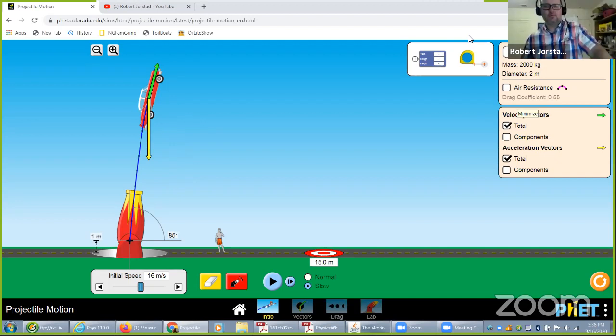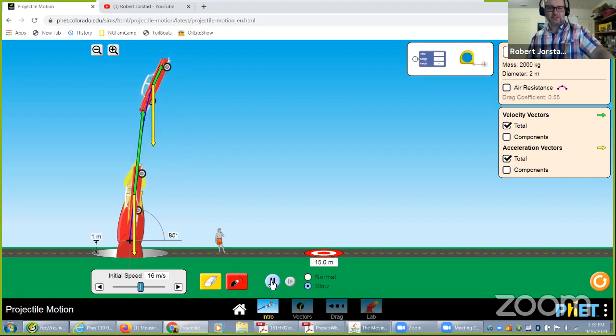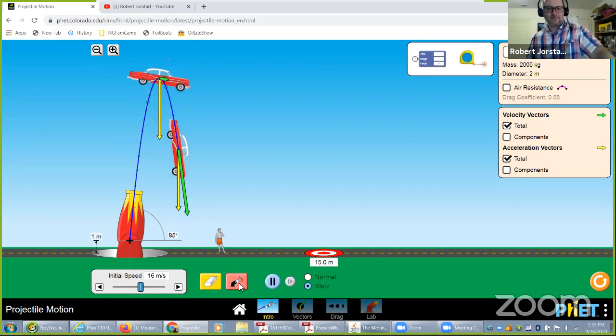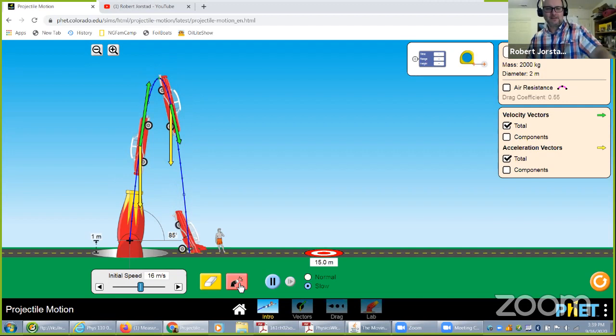Somebody else, what is the acceleration at the top? That's trickier, isn't it? He got the easy one. At the top, let's watch. Oh, this is going to be kind of cool. We got Buicks going everywhere. Notice the acceleration at the top. It's not zero. The velocity goes to zero at the top for a split second.